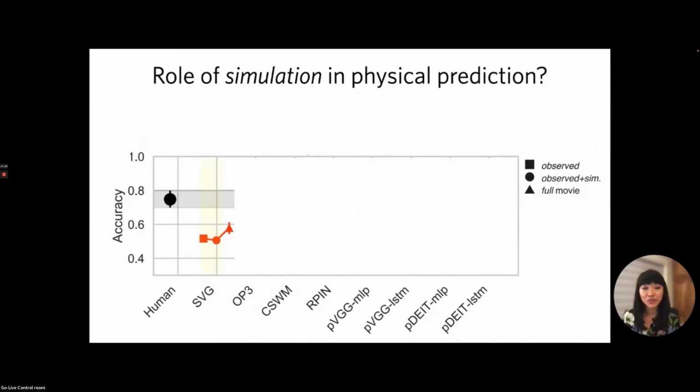As part of our Physion evaluations, we took a stab at this question by asking how much better models did when they generated their predictions based on the output of the internal simulation process modeled by the dynamics module than when they were only making their predictions based on the initial observed frames without simulation. So, for example, for SVG, this is the difference between the circle and the square. And we don't see an advantage for using the outputs of these internal rollouts.